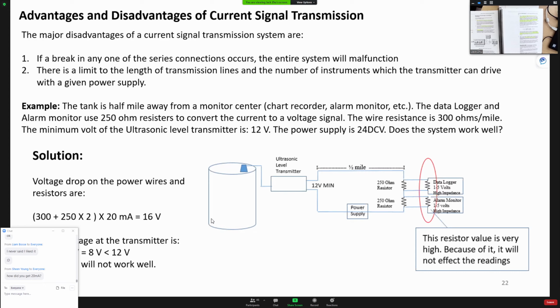How did you get 20 milliamps? For what's the standard for the current transmitter? Yeah, because your current transmitter has to be able to supply a current between 4 to 20 milliamps. So 20 milliamps is the maximum current. They need that value. Are we okay for this one? That's if you want this thing to work properly, right? This transmitter needs to be able to supply a current of 20 milliamps.